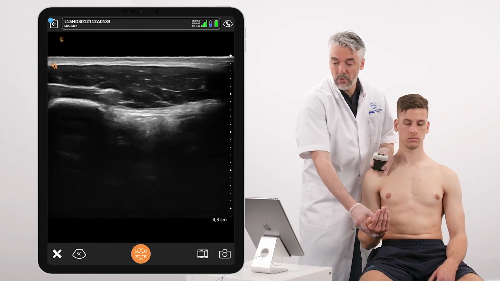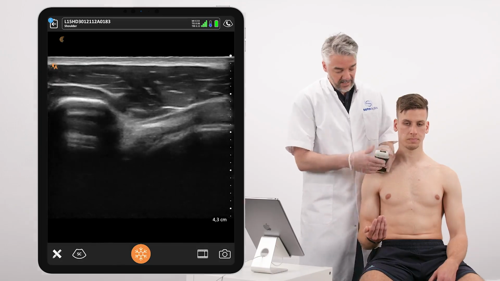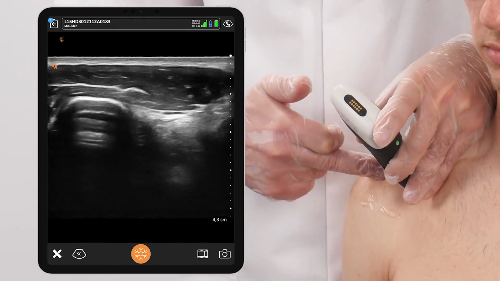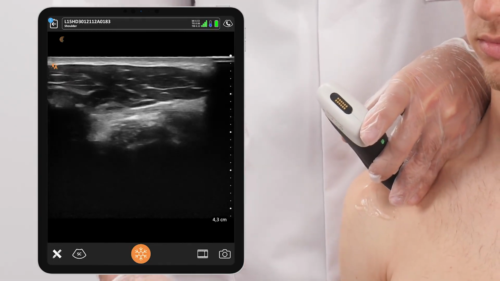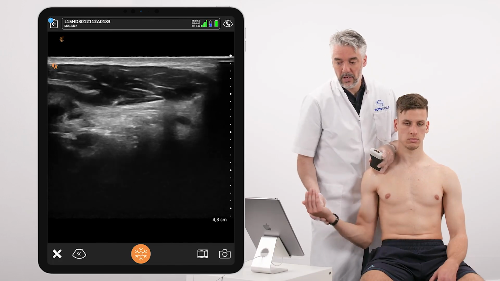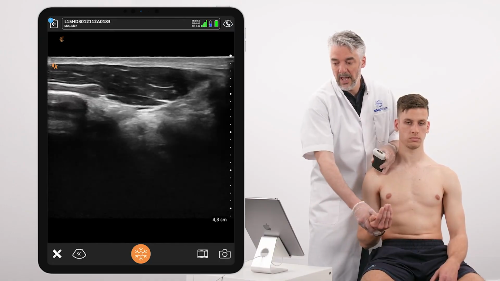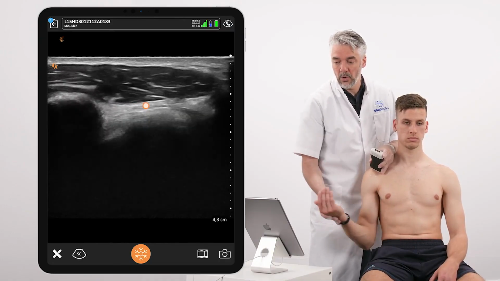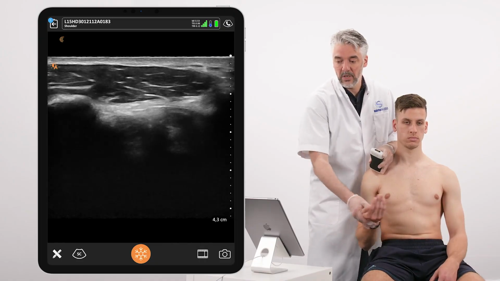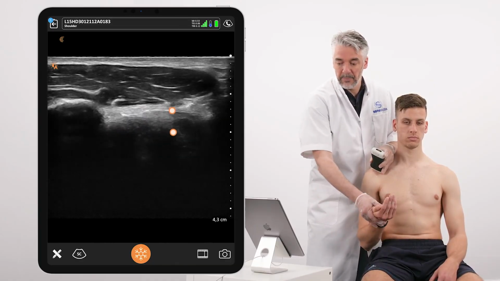After having a look at the coracohumeral ligament, we're going to search for the coracoacromial ligament. So connect the transducer with the coracoid process, but also with the acromion right here. And now I'm going to show a lateral rotation, external rotation, and what we can see underneath the coracoacromial ligament is movement of the supraspinatus muscle and tendon and also the subacromial bursa.